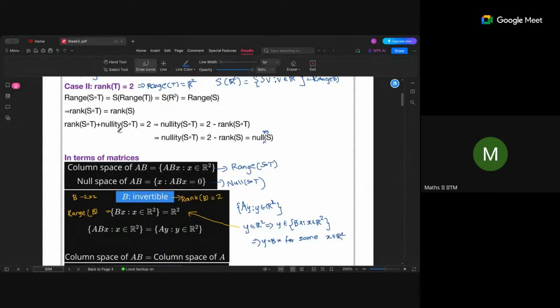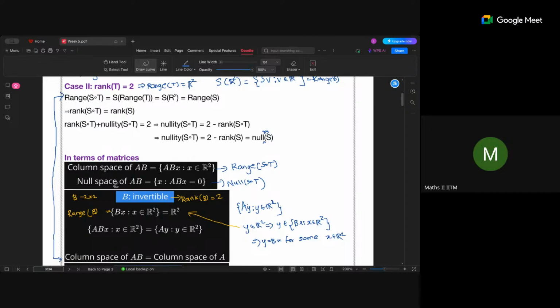So this is what exactly we saw in terms of transformation: the range of S composition T is the same as the range of S. So that is now, in terms of matrices, the column space of AB is the same as the column space of A. Okay. So these two are the same. This and this.